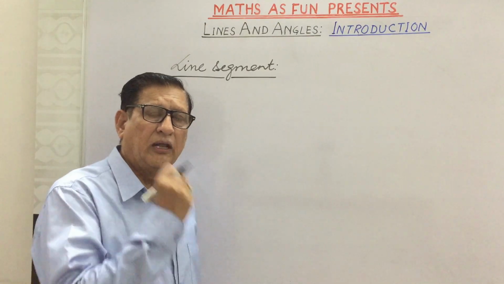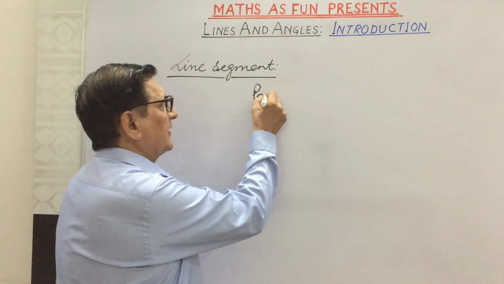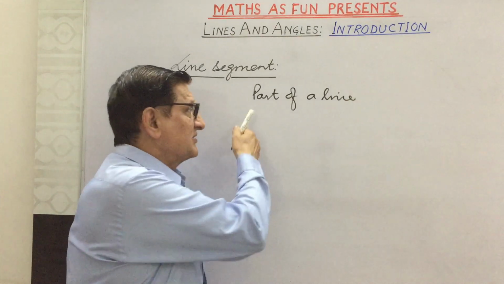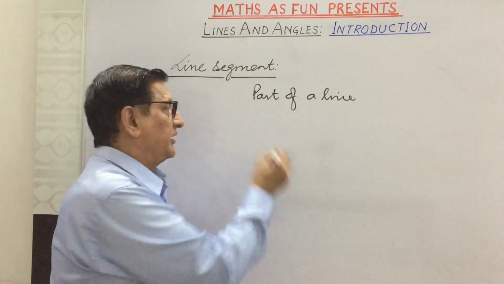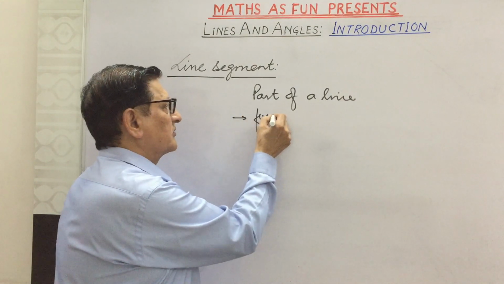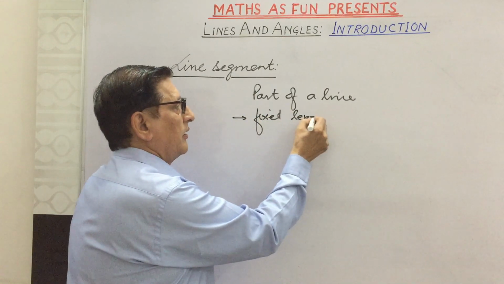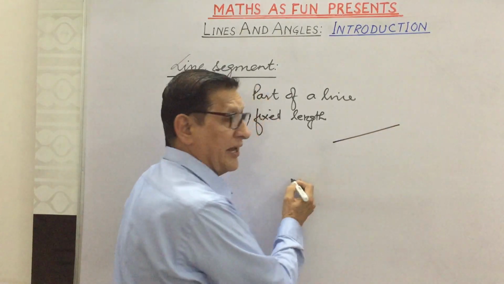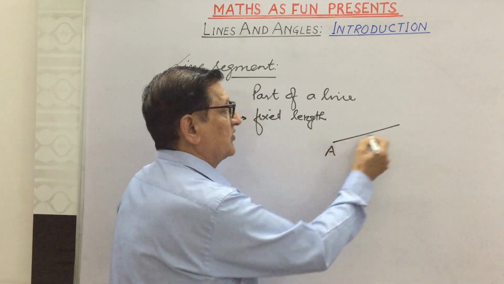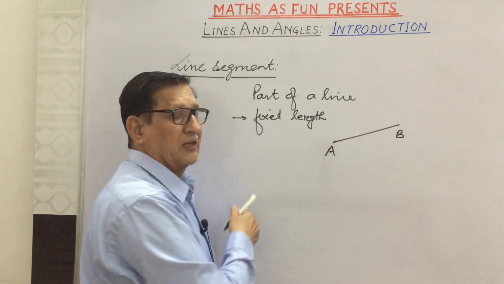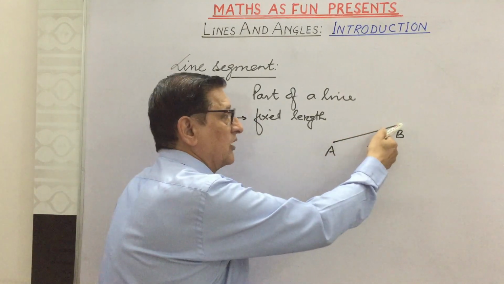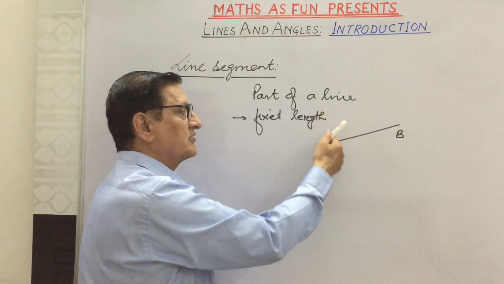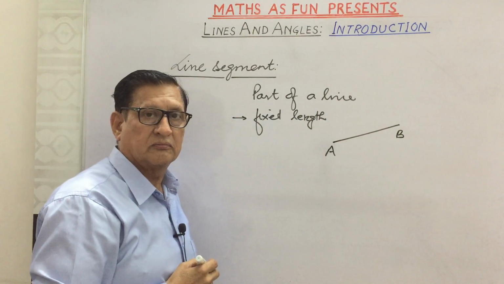Line segment. A line segment is a part of a line. And if we say it is part of a line, it means it is of fixed length. And if the length is fixed, it means it has ends also. So suppose we have a straight line from A to B, that is a part of a line. It is of fixed length and that's why it is a line segment.